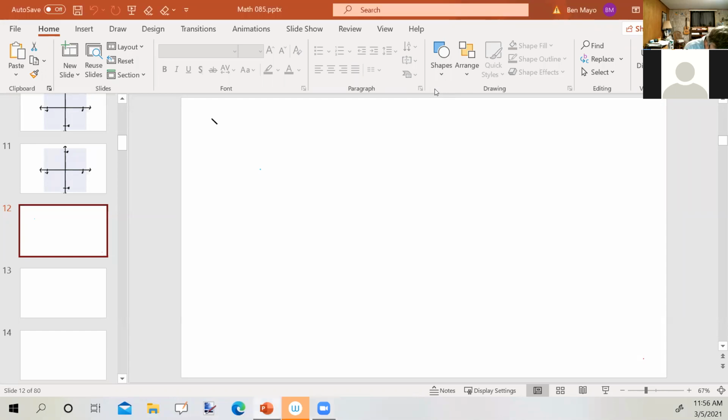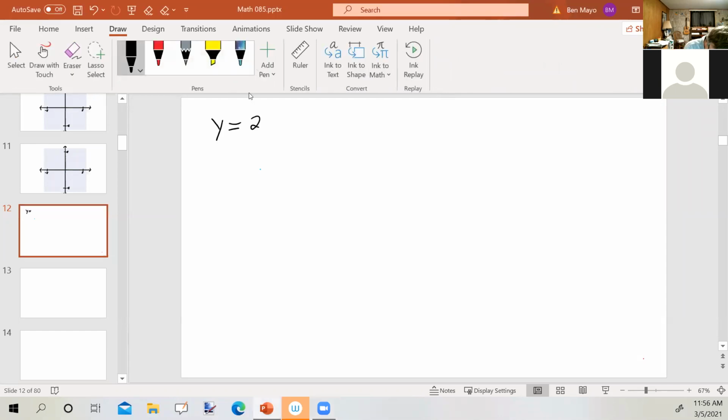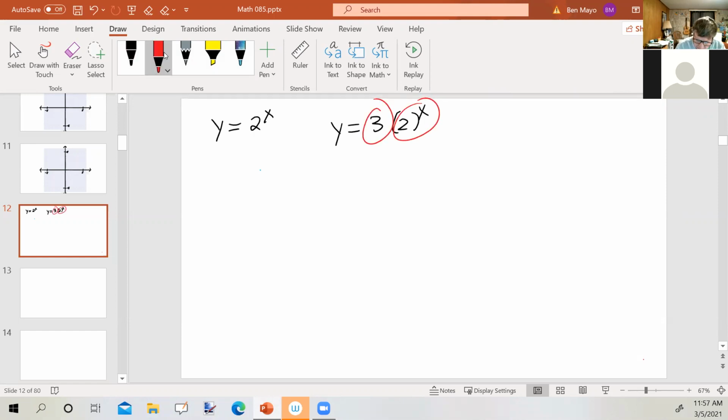So y equals 2 to the x. What if I had y equals 3 times 2 to the x? Would that be 6 to the x, or would that be 2 to the x and then times 3? Order of operations, you would do 2 to the x times 3.